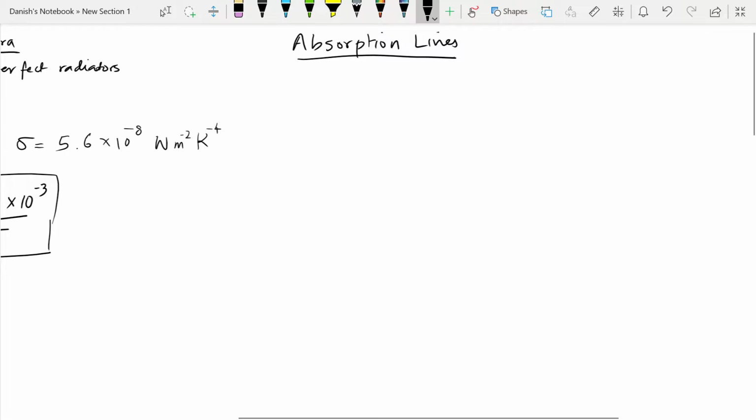Absorption lines. So what this says is, as the radiation escapes from a star and goes to the outer layer of the star, there are gases present in these outer layers, and what happens to these gases is that they absorb radiation. And what this does is that the electrons inside the gases get excited.